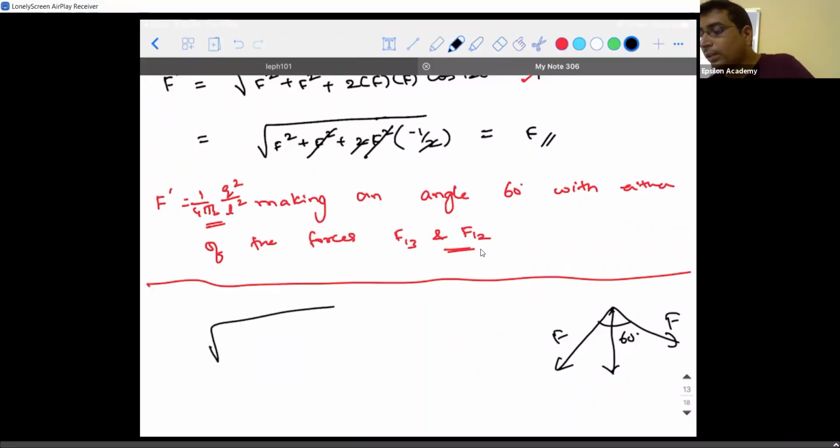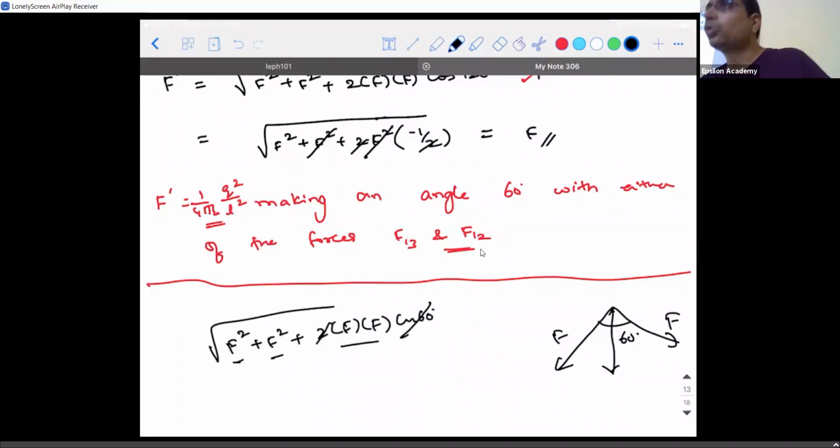In root of a square plus b square plus 2ab cos of how much? Cos 60 is half, so 1 by 2 and 2 will get cancelled. F square plus F square plus F square. So root of 3 times F square, that is root 3F.